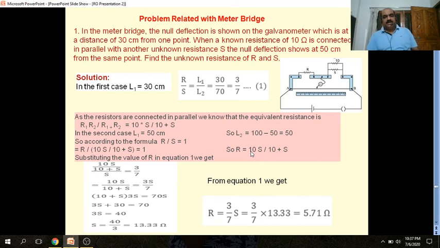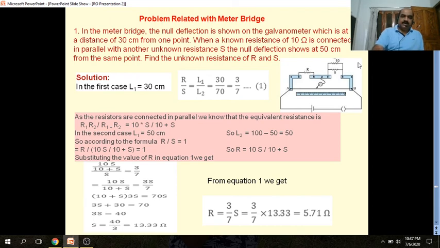The important concept is when we connect any resistance parallel to the unknown, the length corresponding to that side gets reduced. What happens if we connect any resistance in series with the unknown? Naturally, the length from that side increases.